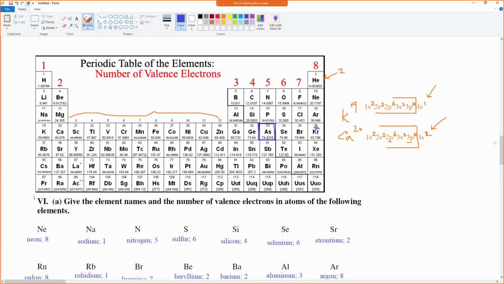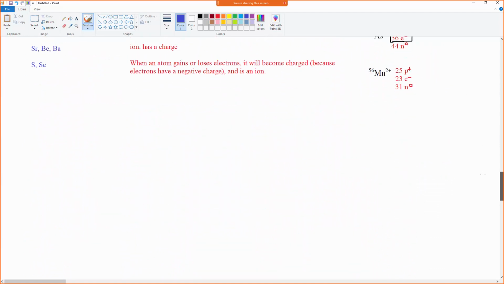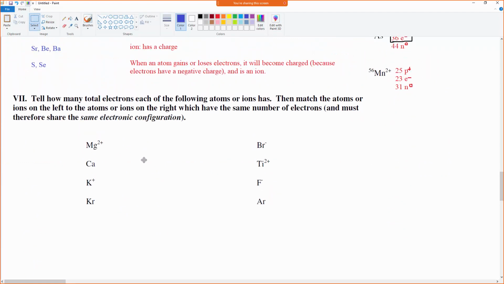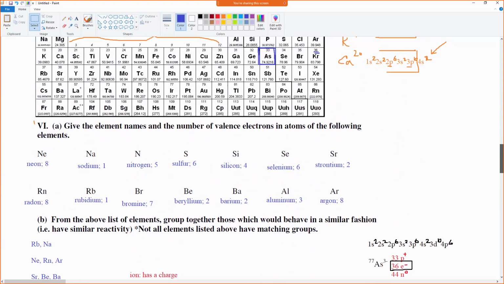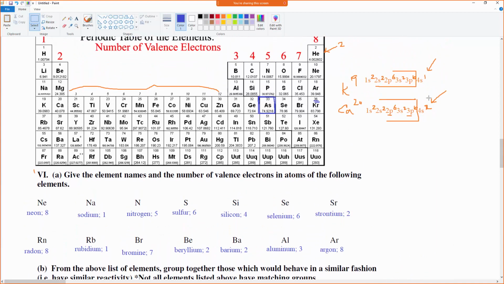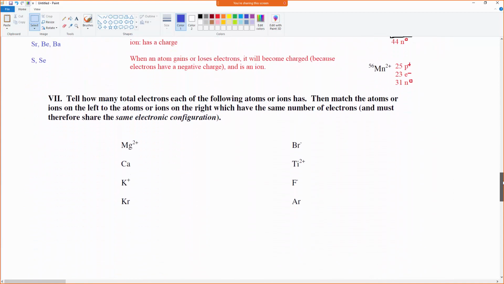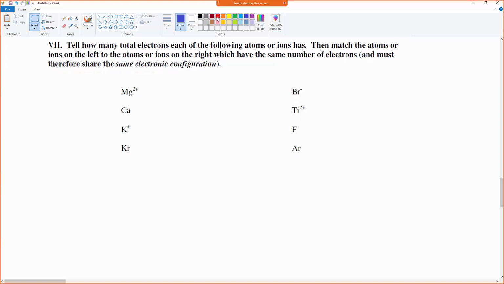Don't worry too much more about it because that's after exam 1. But let's practice just a little bit more of this: how many total electrons an ion has, and match them for electronic configurations. This is the last section on your worksheet. So magnesium originally has 12 electrons. So magnesium 2 plus has how many electrons?